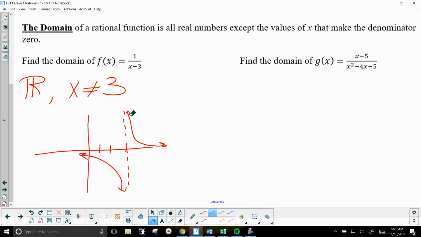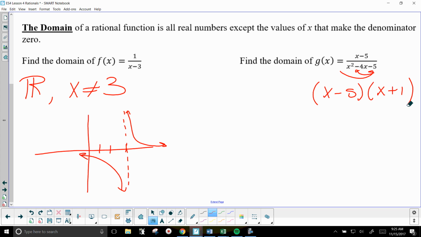This one over here is kind of like our warm-up. We have to factor it first. So what factors of -5 add up to -4? Good. -5 plus 1. Now this one actually has a factor that would cancel, right? We'll talk about that in a second. But before we cancel, we have to come up with our domain.